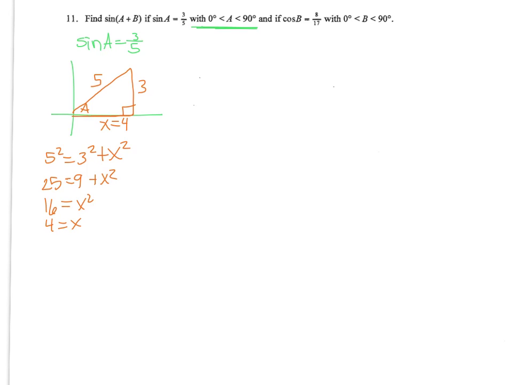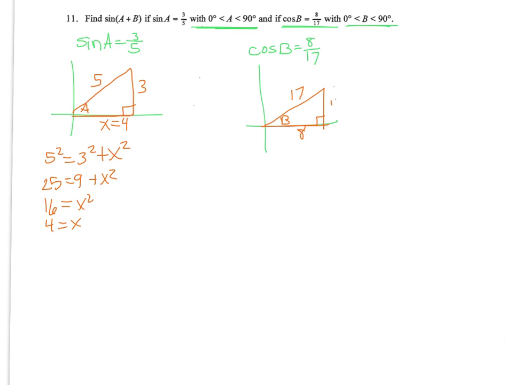Now we're going to use the triangle for angle B, using the fact that cosine of angle B is equal to 8 over 17. And we know that angle B is also in the first quadrant because it says it's between 0 and 90 degrees. So I know that this is angle B. Now the cosine, which is adjacent over hypotenuse, was 8 over 17.